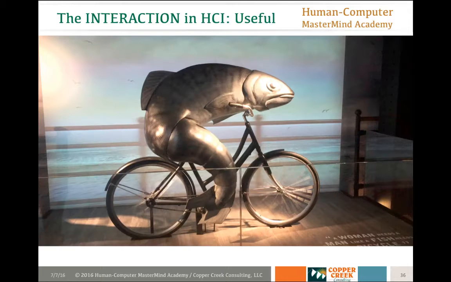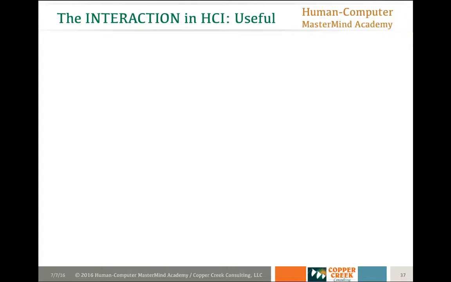Now, here's a vivid example of not useful. However, this is a bit of an exaggeration because in most cases, if your user was a fish, they probably wouldn't have a whole lot of interest in the bicycle. Here are a few more cases of not useful.